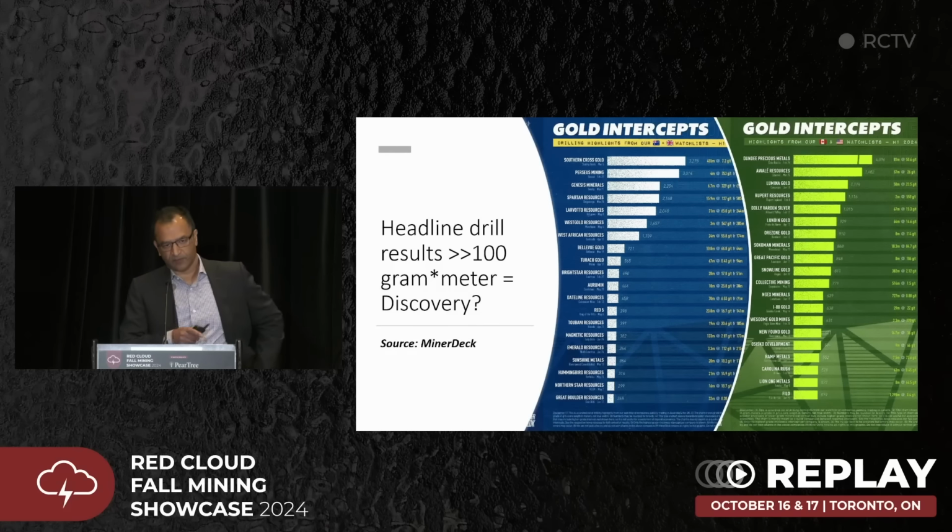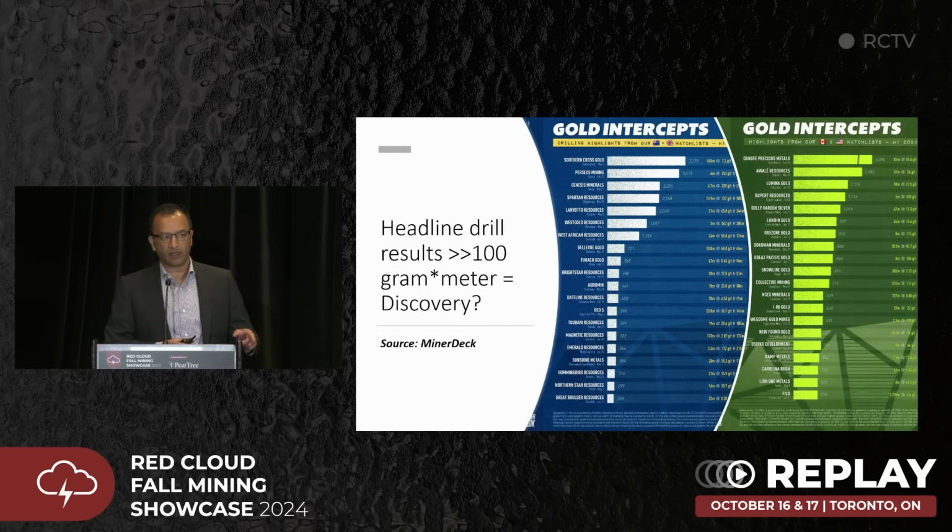So this was a conundrum. Every week, our social media feed is inundated by these graphics saying, okay, here's a bunch of 100-gram-meter intersections. These are the companies you want to look at. And we'll get them every week. We'll get them compiled for the quarter. We'll get them compiled for the year. And so what does that mean?